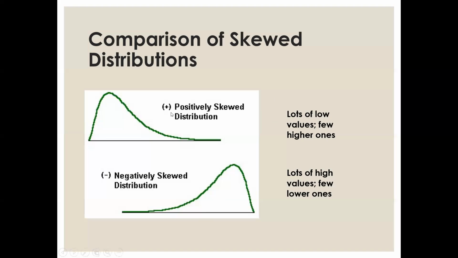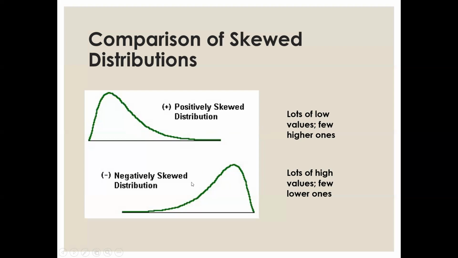So I'm going to give you an example. Let's look at income. Income in most countries has a positive skew because very few people have a high income. So most of us might fall in the lower levels of income. It's only a few people who are really pulling that value up.